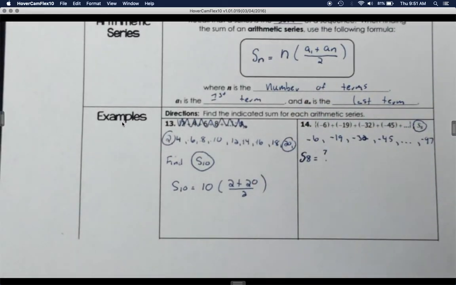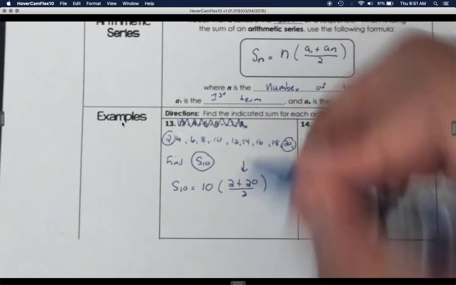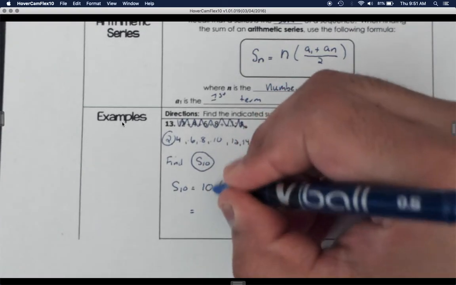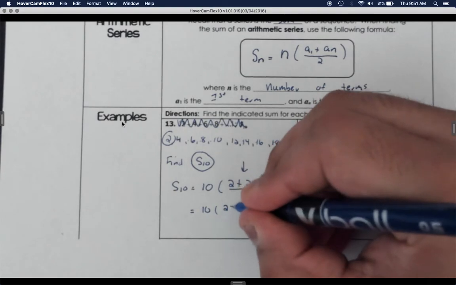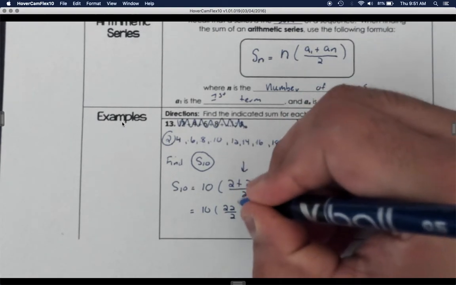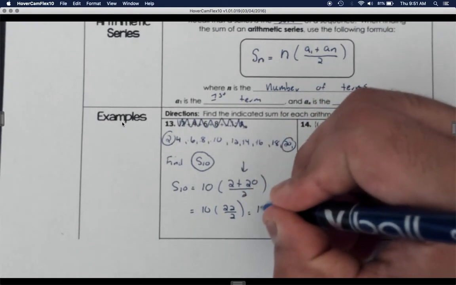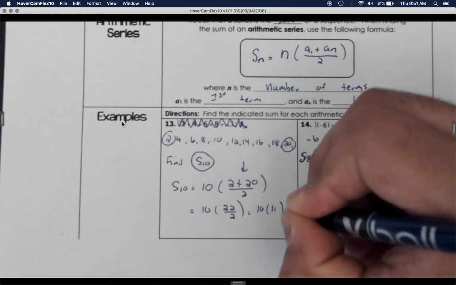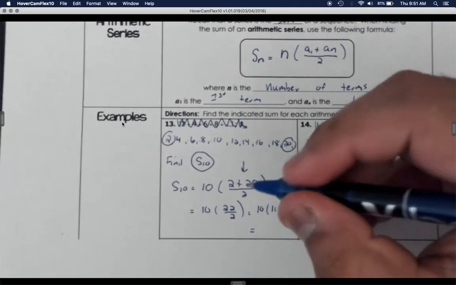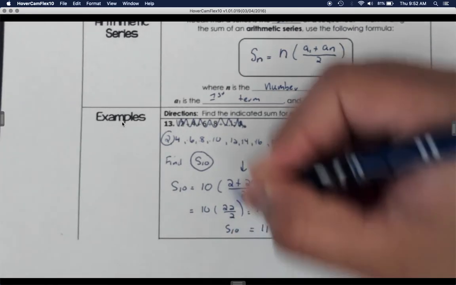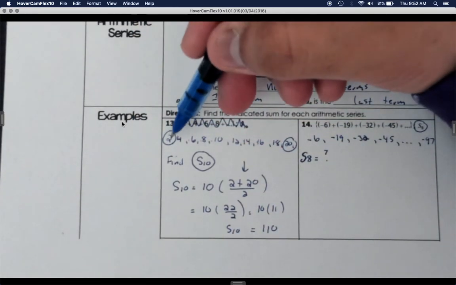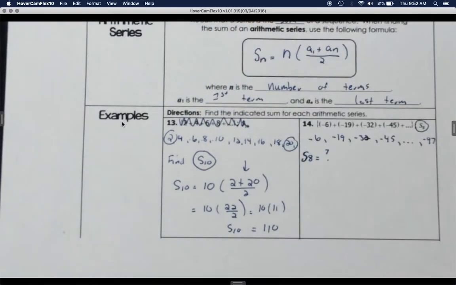Now, in order to solve these, I like to do everything inside the parentheses first. So this is going to become 10 times 2 plus 20, which is 22, divided by 2. 22 divided by 2 is 11, and then 10 times 11 equals 110. So if you were to add up the first 10 terms of the sequence, 2 plus 4 plus 6 plus 8 plus 10, and so on, you would get 110.